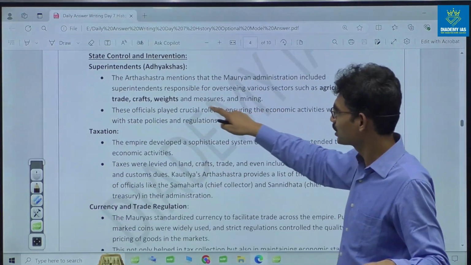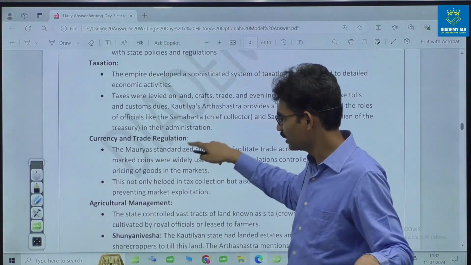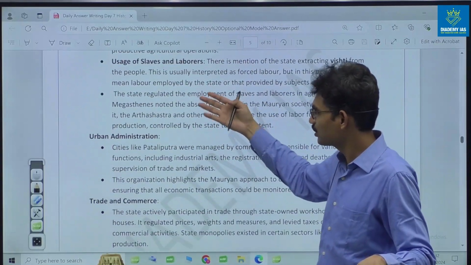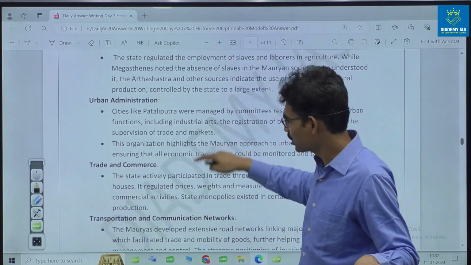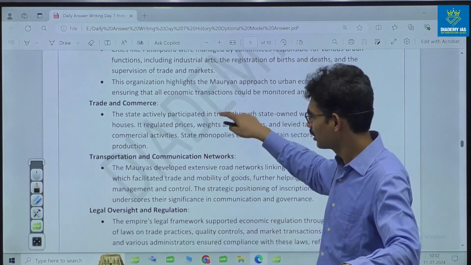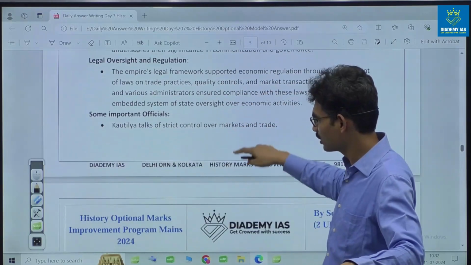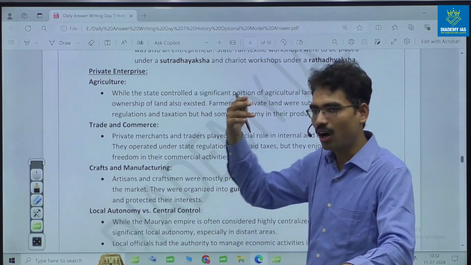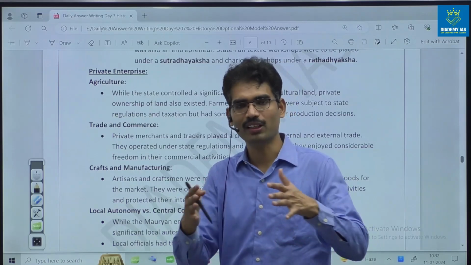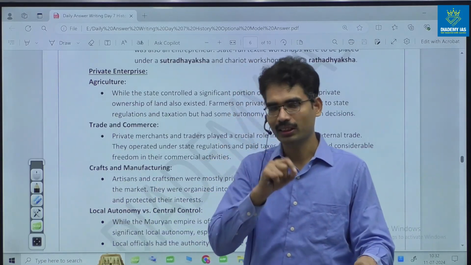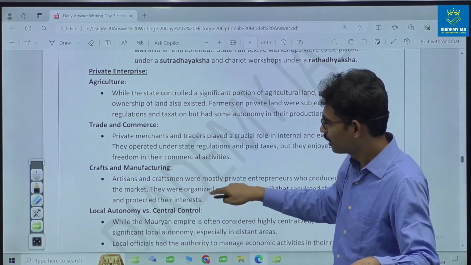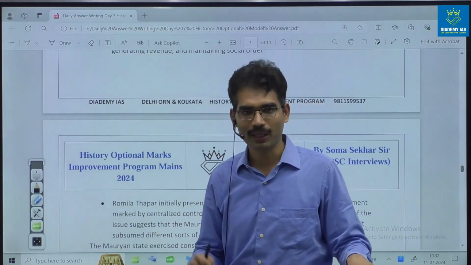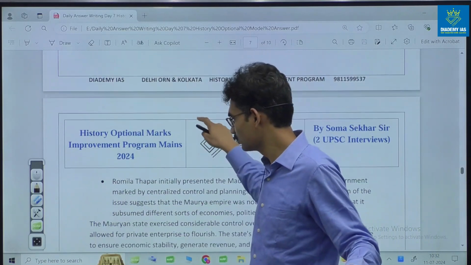Different state controls and interventions: adhyakshas, taxation, currency, trade, agriculture, land measurement, usage of slaves and laborers, then urban administration in trading and commerce, transportation development and regulations. Everything you will talk about. Control over guilds, then private enterprise is also there. It's not that every economic activity was controlled by the state; some private enterprise was also there in agriculture, trade and commerce. So there is a balance between state intervention and private enterprise, then you just conclude it.